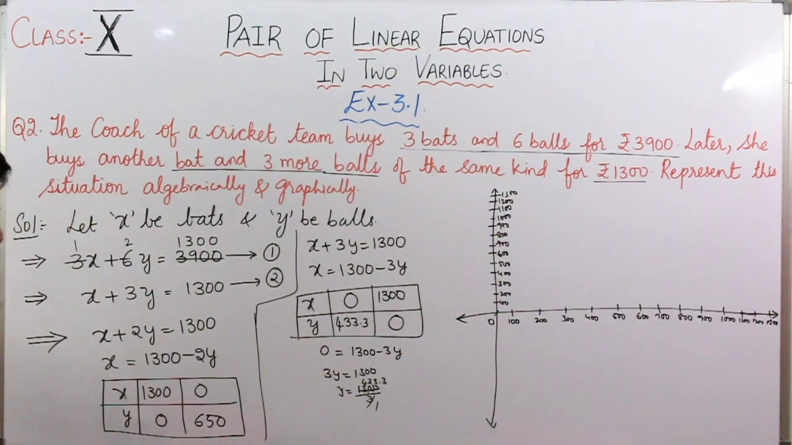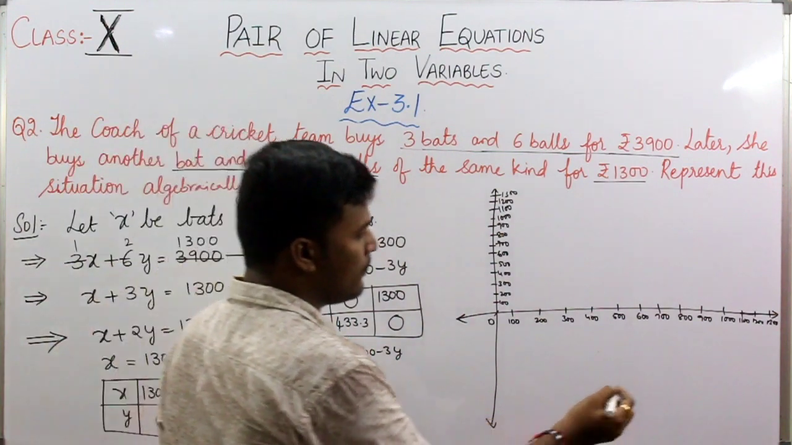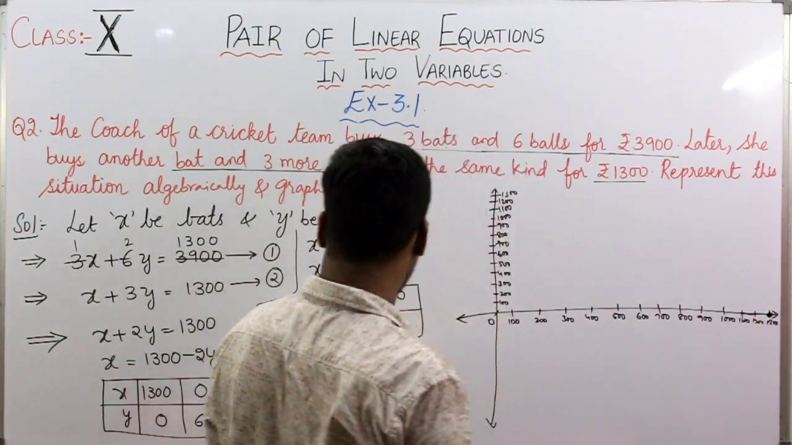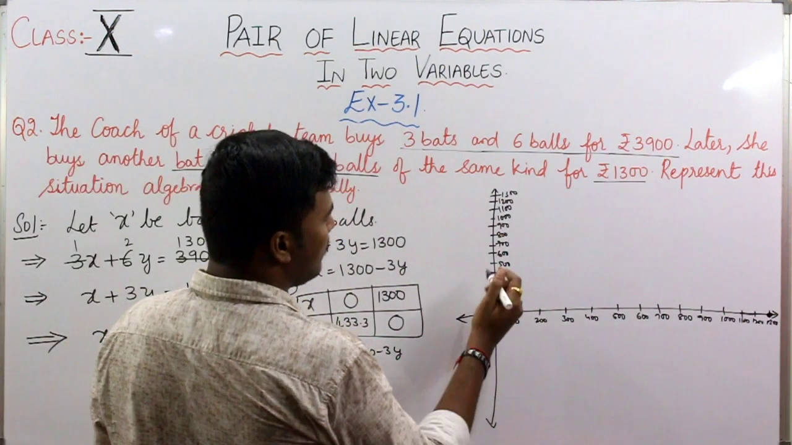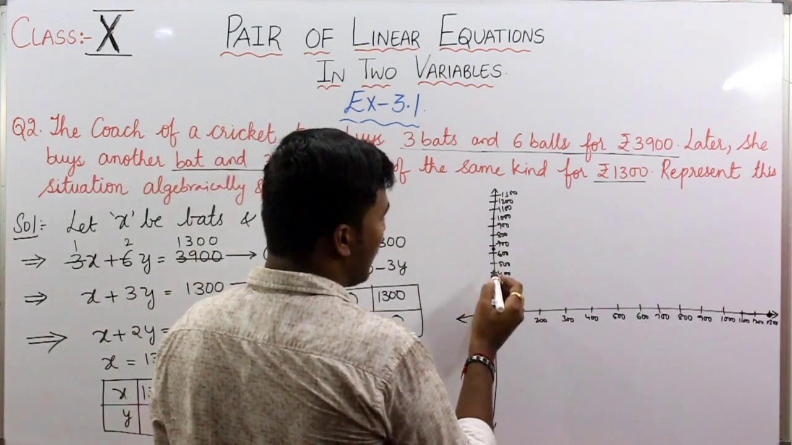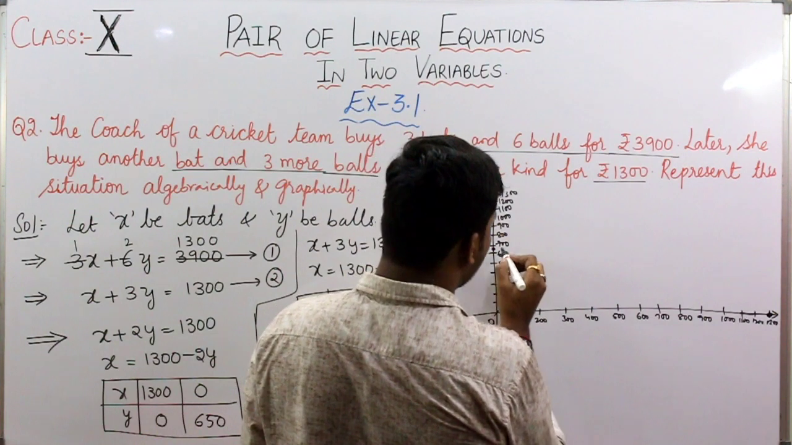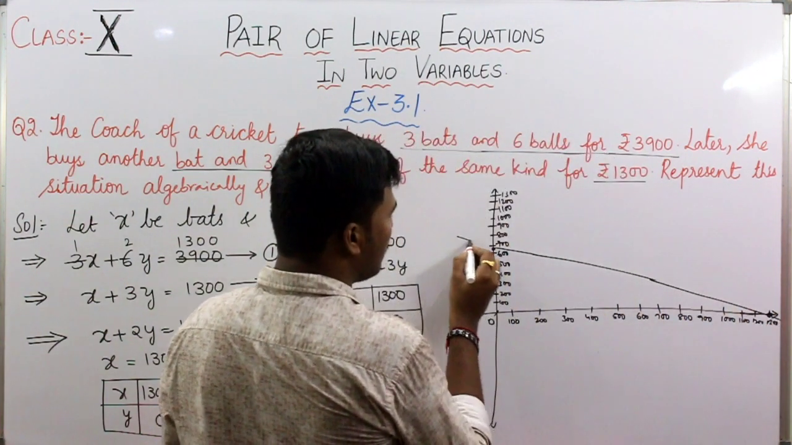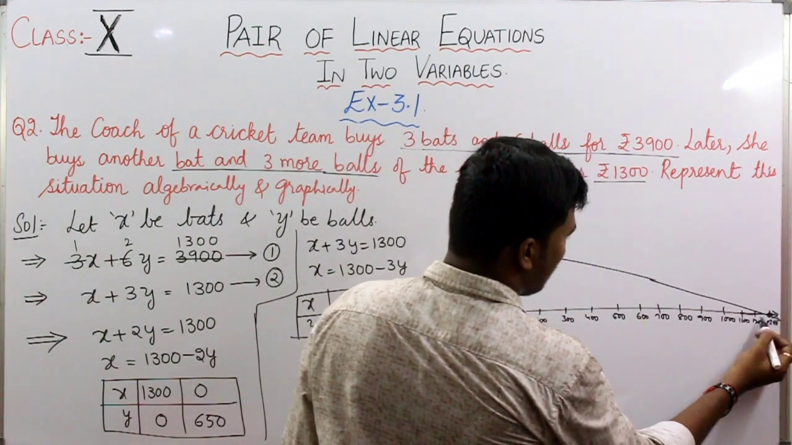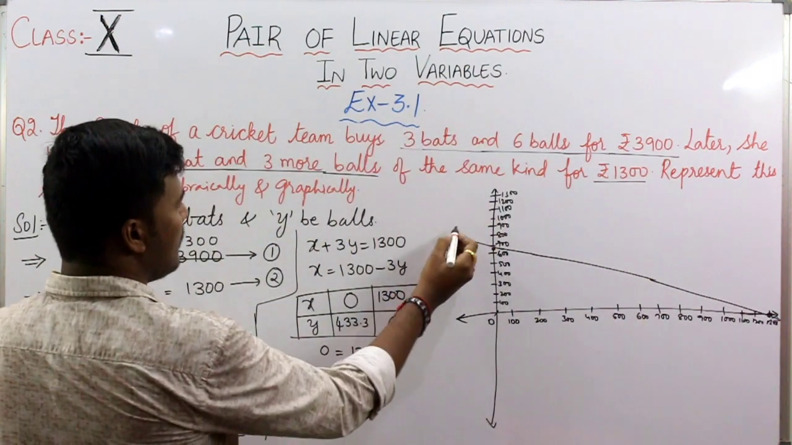So from the first table, we have the values as x is 1300 and y is 0. So this is the first value. And in the second one, x is 0 and y is 650. So I have to draw a line. I am trying to draw a straight line. You can use a scale for this. Okay, so this is the first line for me. This is equation number 1.